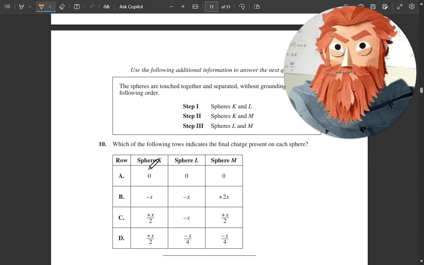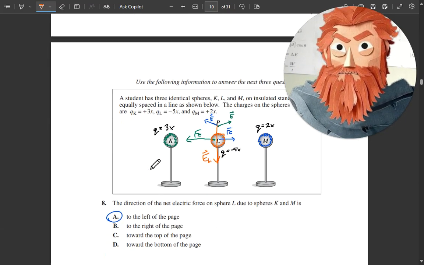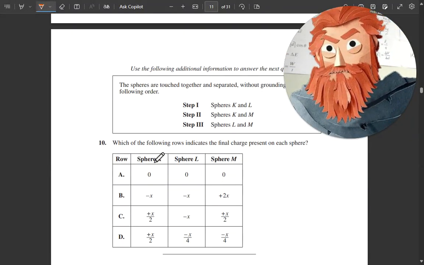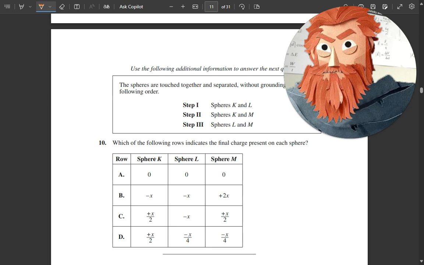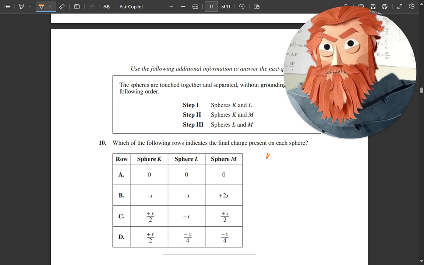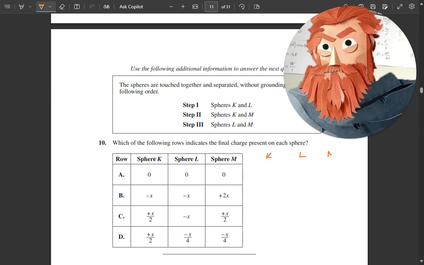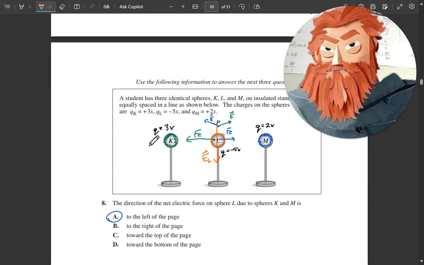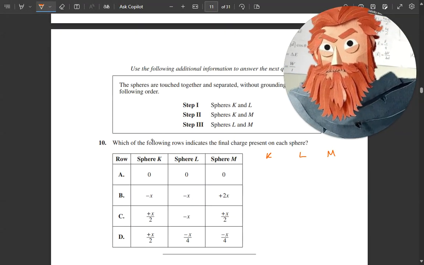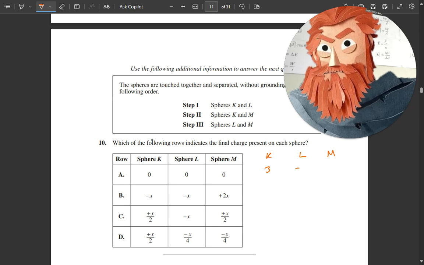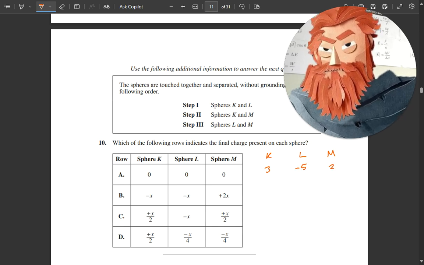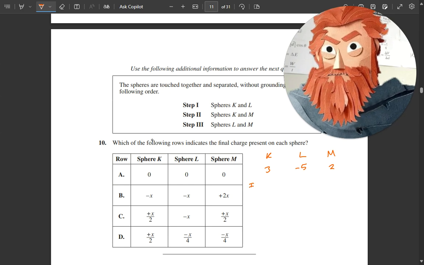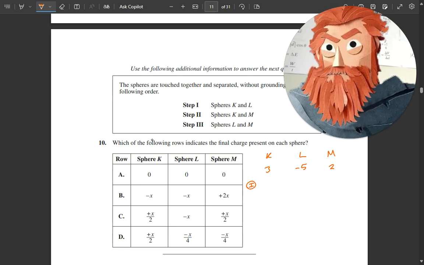All right, so now we're going to take these charges here, the 3, the -5, and the 2, and they're going to start touching each other. So I'm going to just put down, what's the order? KLM. So what have we got? 3, -5, and 2. They all have an X, but I'm not too concerned about that. Okay, after the first step, K and L are going to add.